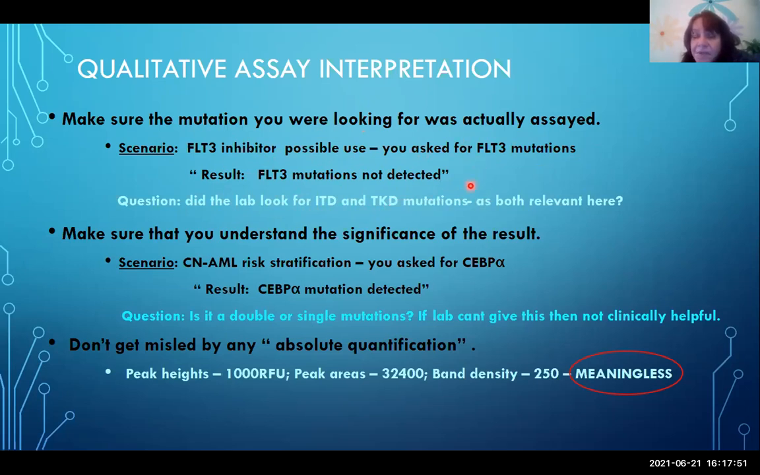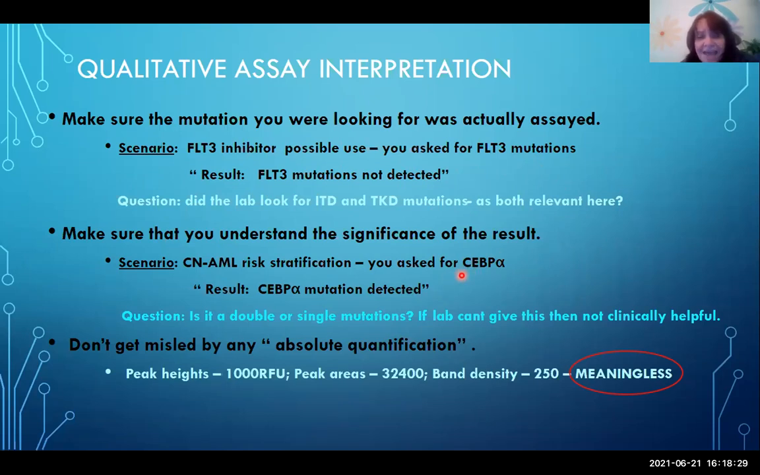Both are relevant here. So make sure that you read the methodology, and if you don't have the methodology on your report, then ask again. A lot of labs just assume that FLT3 mutations are only the ITDs. So you could get this, and I've seen it in a report where they really actually only looked at ITD. So this again could have clinical implications. Make sure that you understand the significance of the results. So, this now is a CEBPA (CCAAT/enhancer binding protein alpha) report, and it now says it's detected.